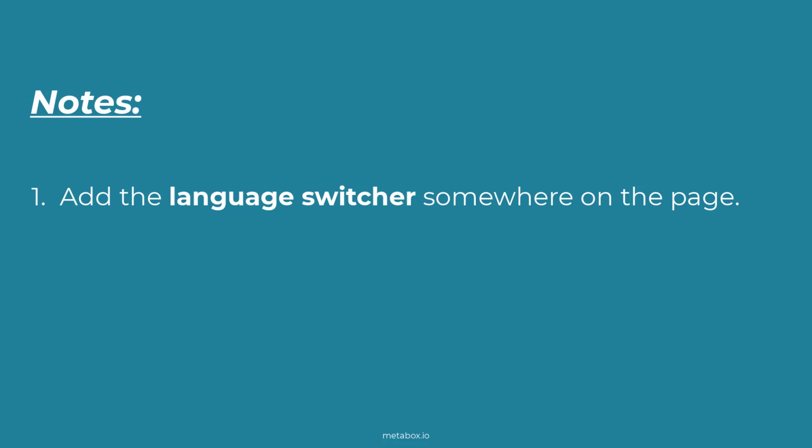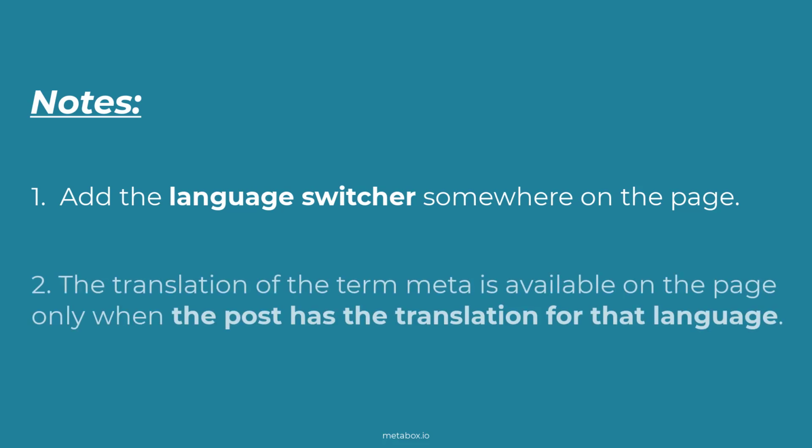There are two notices the same with displaying the value of fields for users. 1. We should add the language switcher somewhere on the page. 2. The translation of the fields for taxonomy is also available on the page, only when the post has the translation for that language. That's the end of today's tutorial.